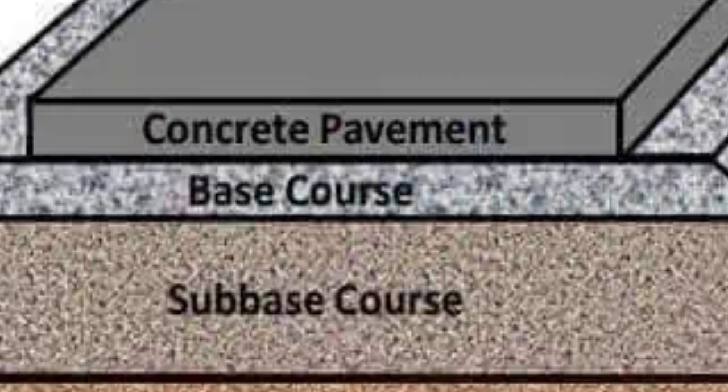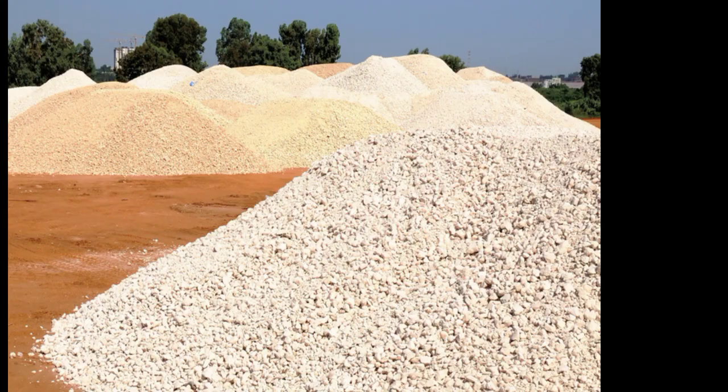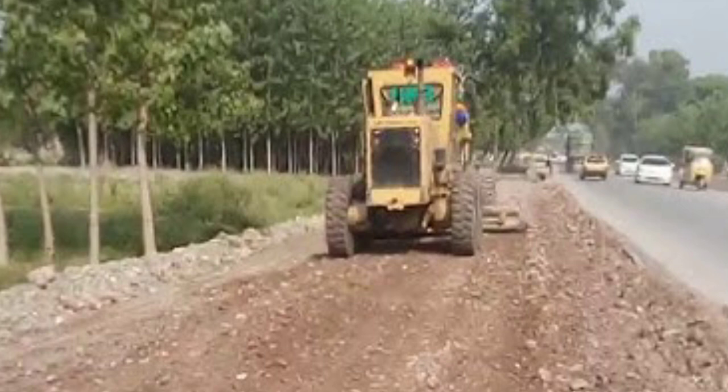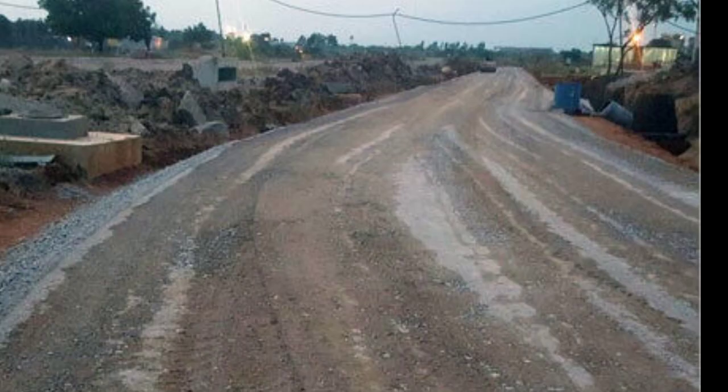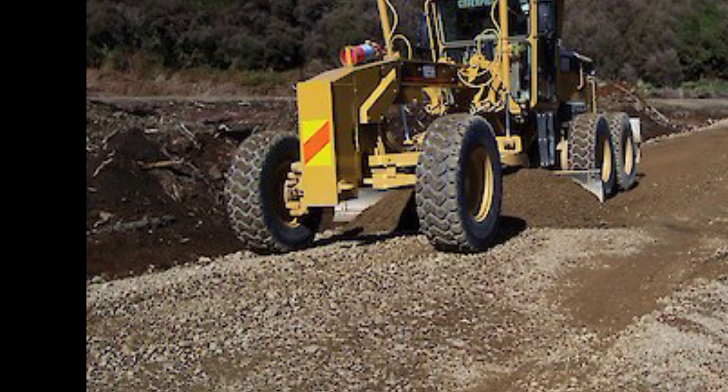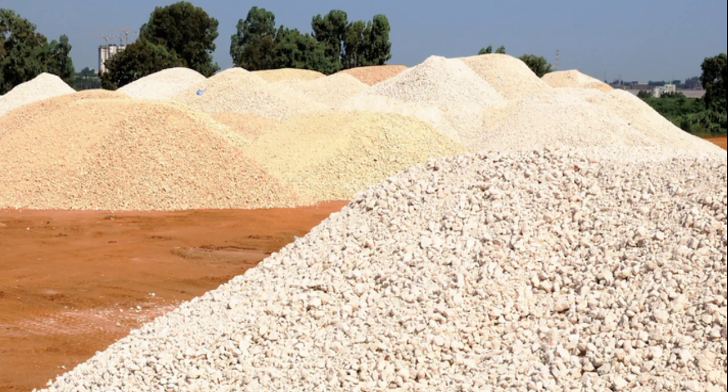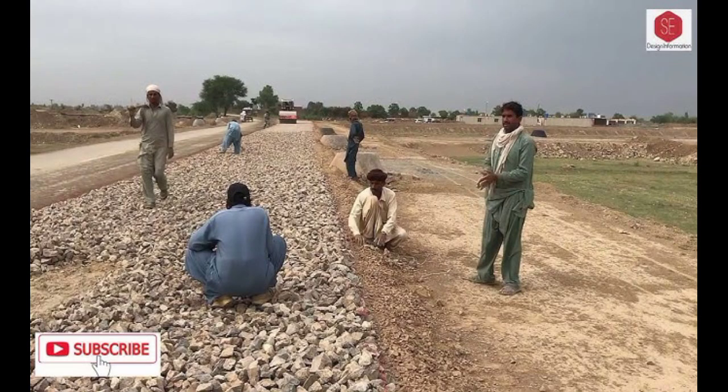Step 4. Sub-base layer. Dump trucks lay gravel, followed by graders leveling the surface. The sub-base layer is added on top of the subgrade. It's made of crushed stone or gravel and acts as a load distributing layer, preventing deformation and increasing the road's lifespan.